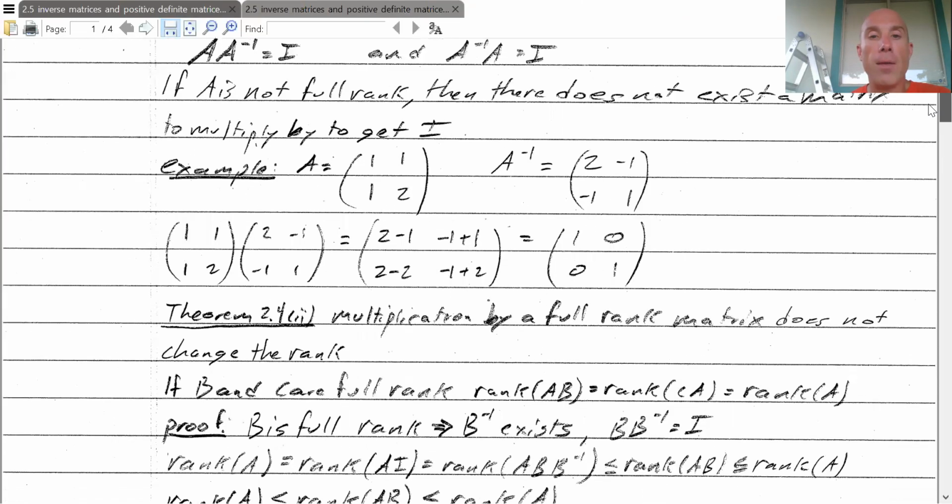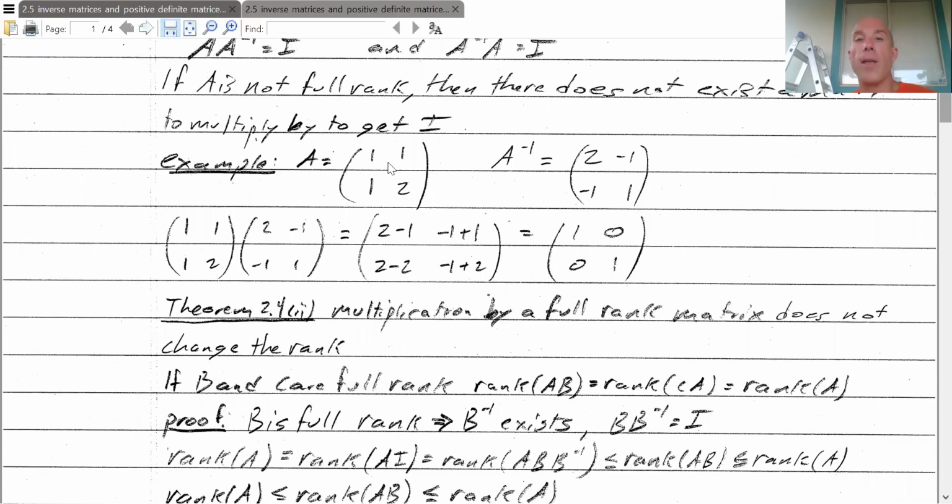Let's take an example that is important for dynamics on a torus, believe it or not. A is equal to [1, 1; 1, 2]. Its inverse is [2, -1; -1, 1]. If I multiply these two together, doing the multiplication and addition, I get [1, 0; 0, 1], the identity matrix.